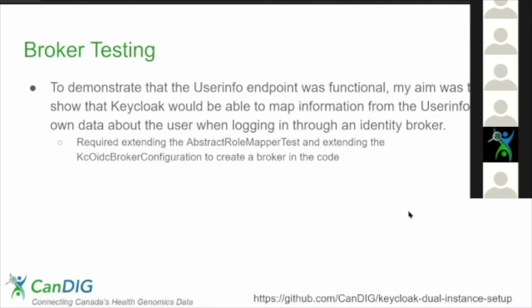Now, to demonstrate that the user info endpoint was functional, my aim was to show that Keycloak would be able to map information from the user info to its own data about the user when that user logs in through an identity broker. This is very easy to do through the GUI, but it took a bit of work to figure out how to do this in the actual test code. So when I say a mapper, I'm talking about this little GUI over here.